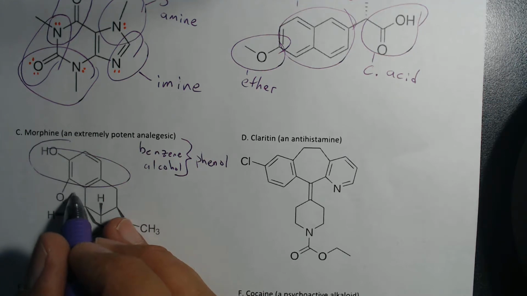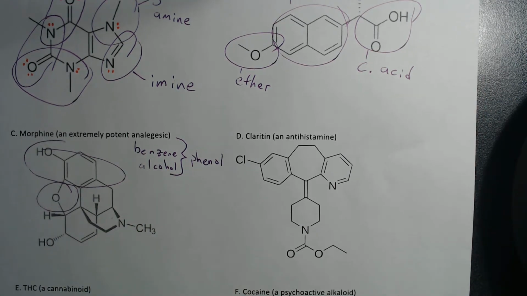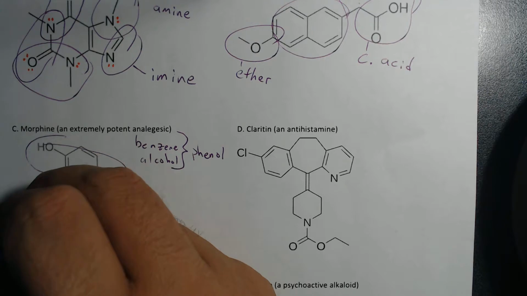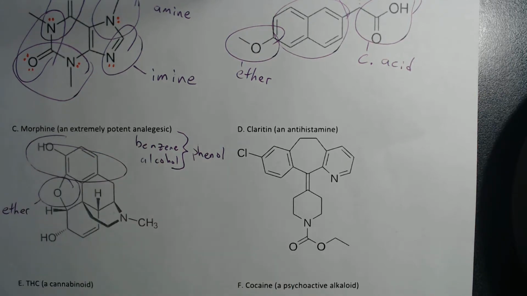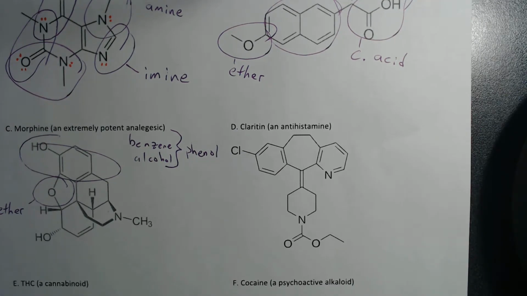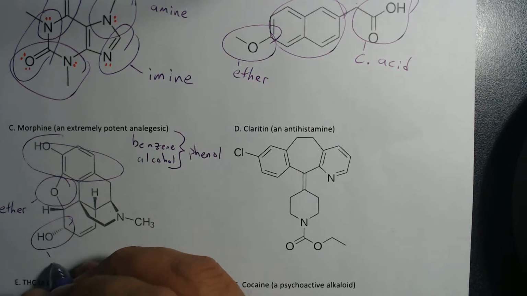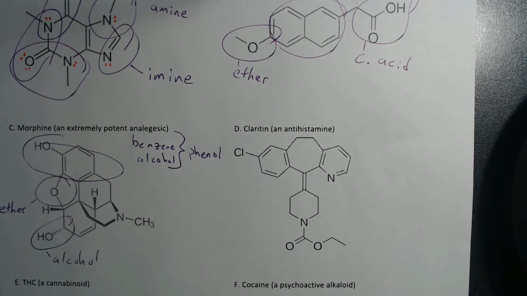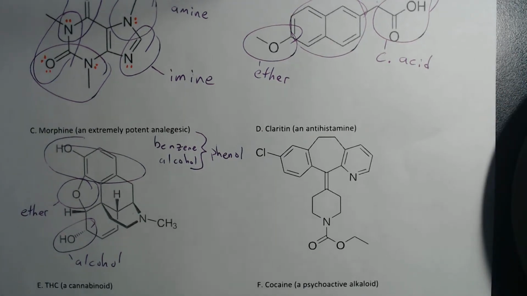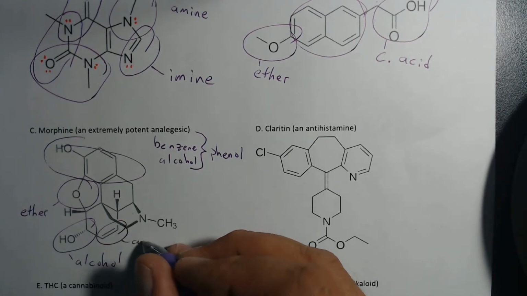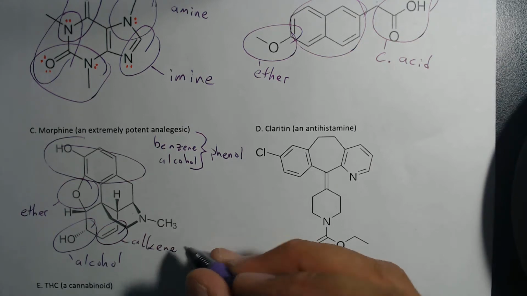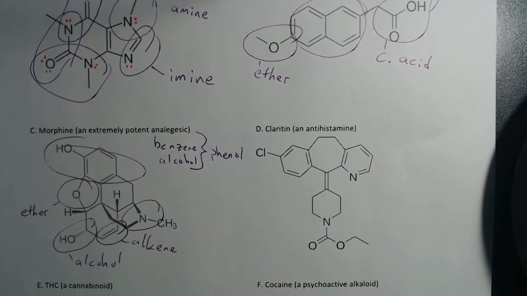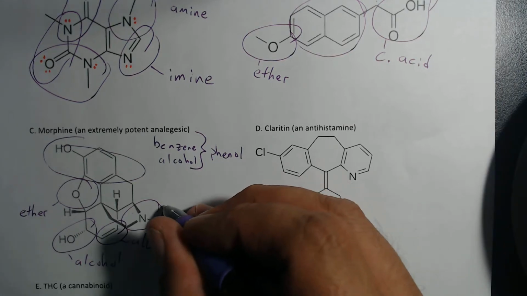All right, what do you guys think this one is? That is an ether. And I am seeing 3 more. There is another alcohol. So there's an alcohol right here. And then what else is there? There is an alkene. It is right here. And the last one, it's an amine, but I want to be specific here. This is a tertiary amine.